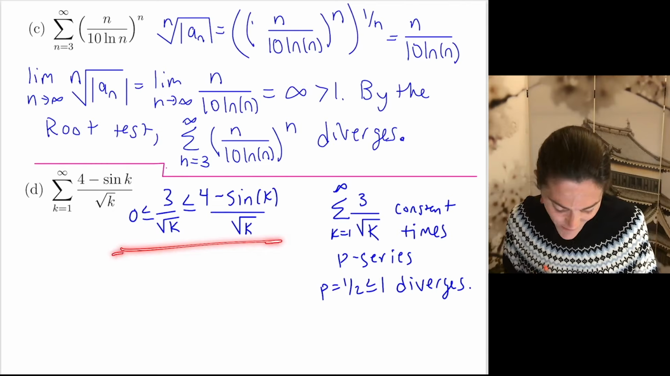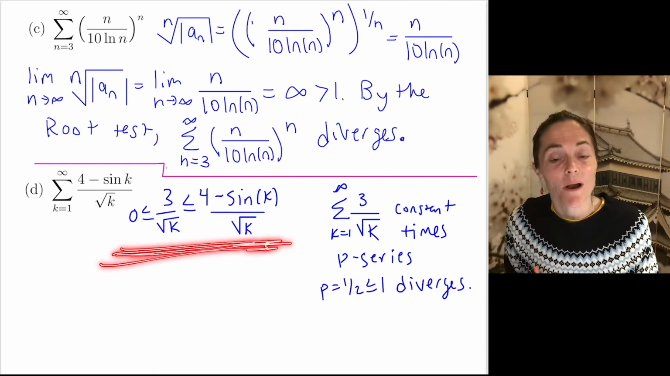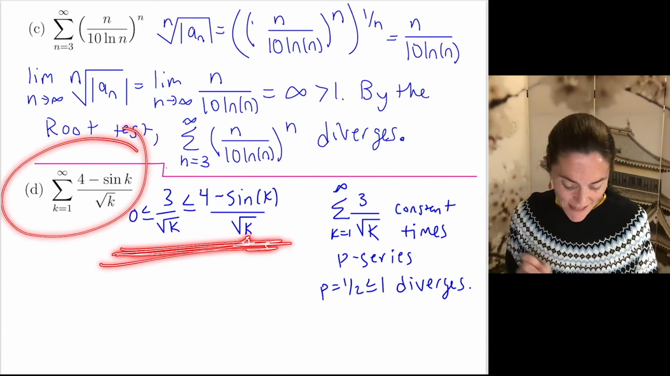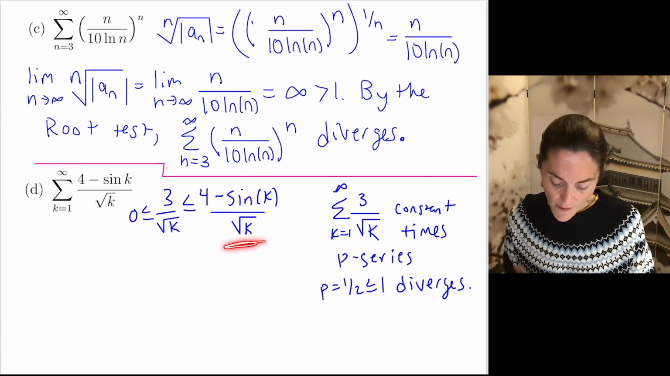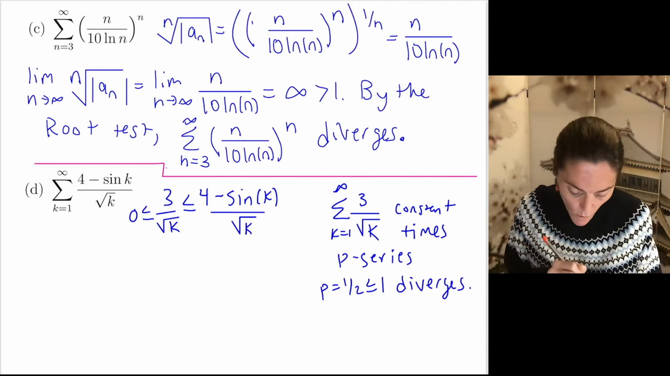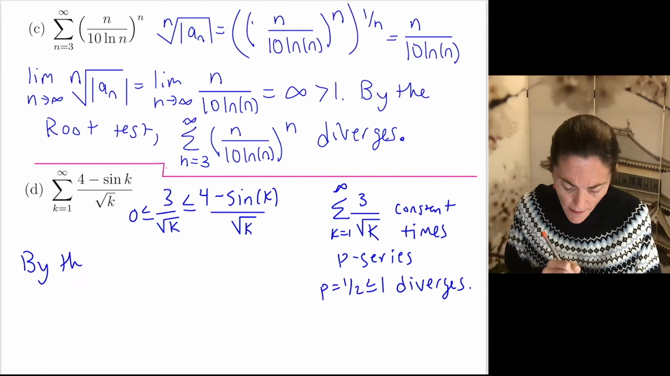And I already have my comparison set up term by term, my unknown series. This one is bigger than or equal to the terms of a divergent series. Well, and they're both non-negative. And so I can just quote the test by the comparison test.